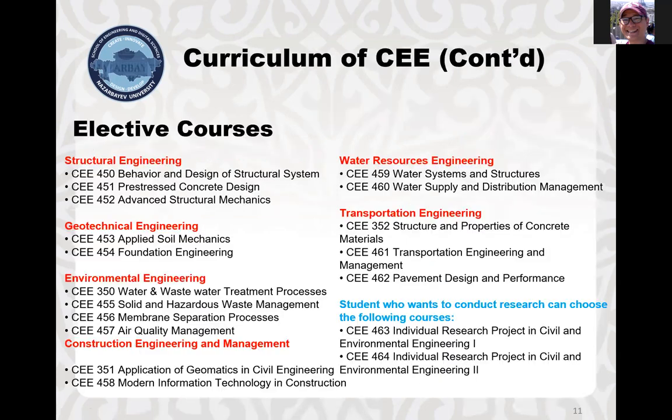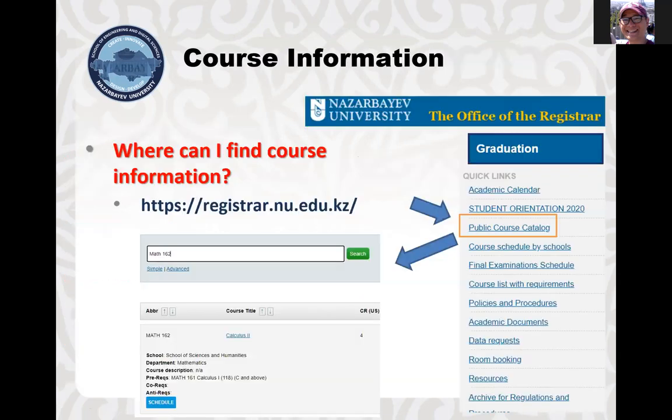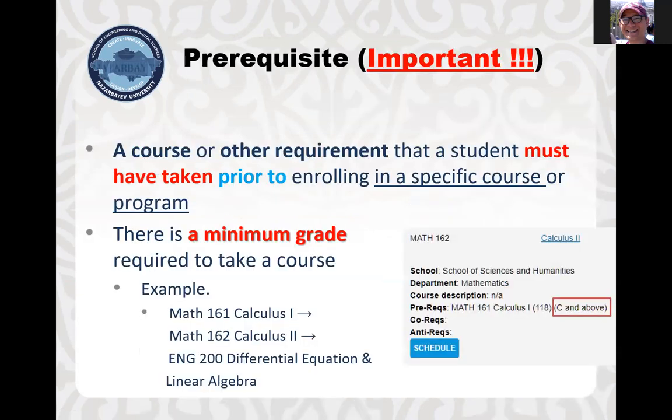how can you find this kind of information? What are the course objectives and outcomes, something like that? If you go to the Office of the Registrar website, you can see there is a public course catalog, and then you can click on this one. Then you can type the course and find more detailed information. Okay, then you can learn about our curriculum and so on.